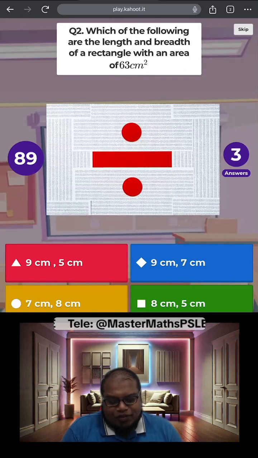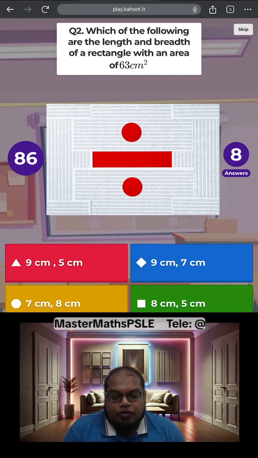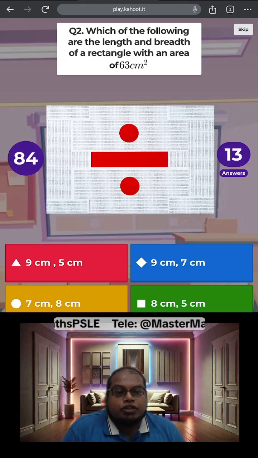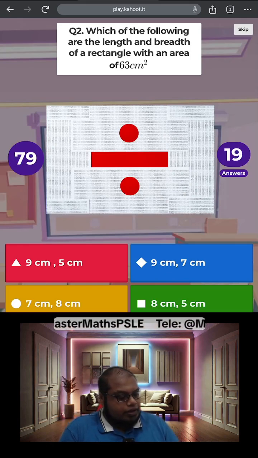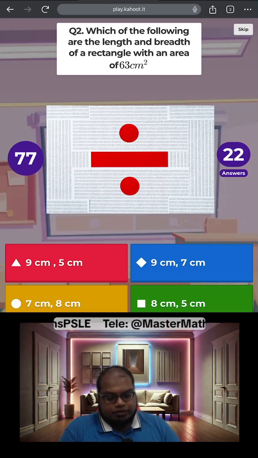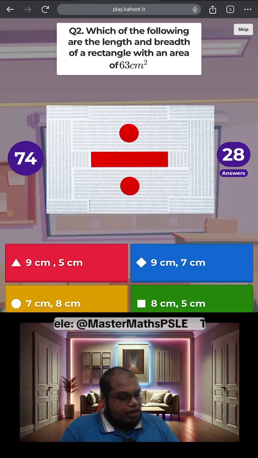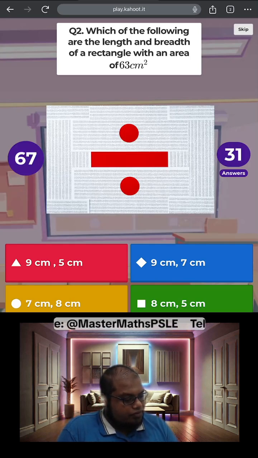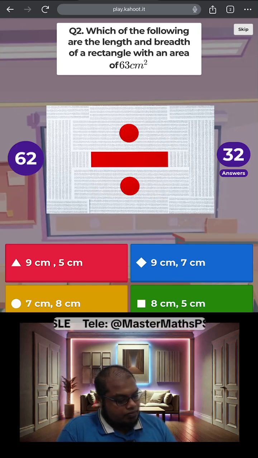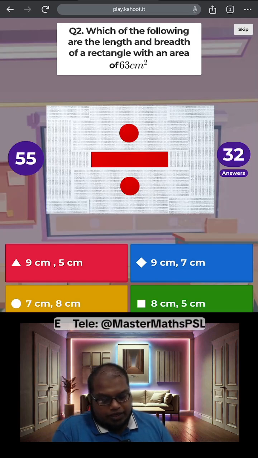Alright, which of the following are the length and breadth of a rectangle with an area of 63 cm square? Which one? Okay, is it 9 and 5? Is it 9 and 7? Is it 7 and 8? Or is it 8 and 5? Okay, which one?